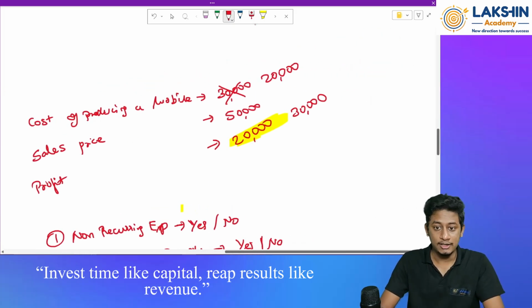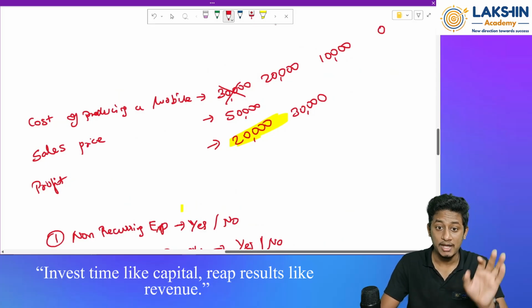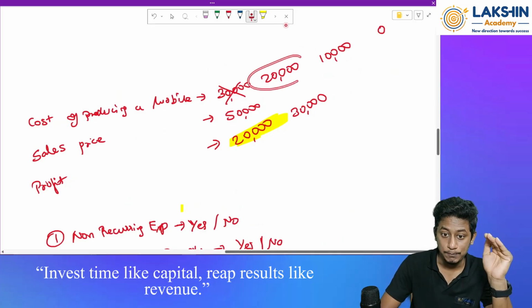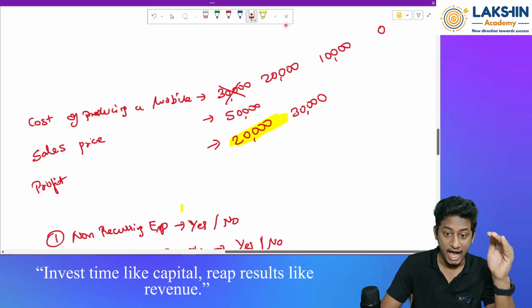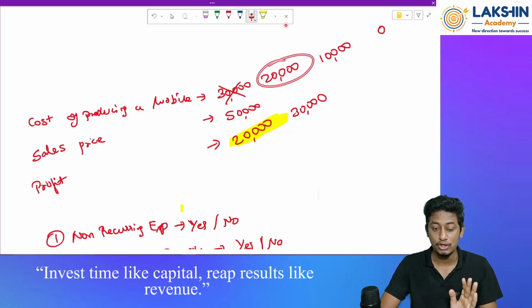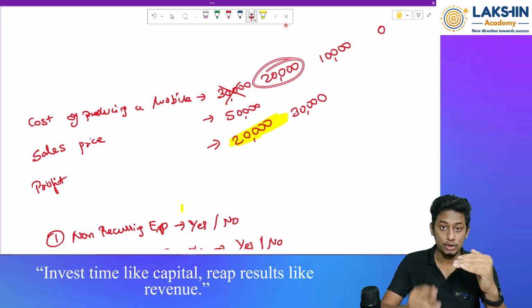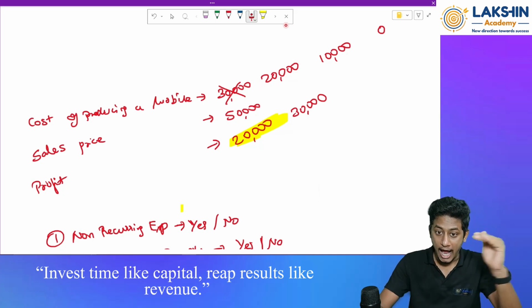Can I do it again to make it 10,000? Can I make it zero? No. There is a limit up to which I can go down. After that, I cannot go down more. The cost cannot be reduced more. This will be taught to you in economics. In economics, you will understand the cost of production. There is a limit to which the cost can be reduced. I cannot go below this.